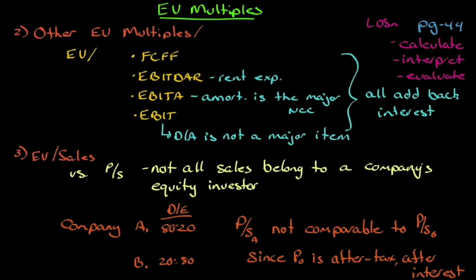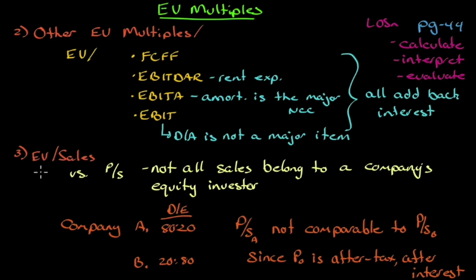Okay, let's look at some other enterprise value multiples. We can have enterprise value to free cash flow to the firm, EV to EBITDA, and the R is just adding back rent expense. And this is to compare companies that own their own properties with those that rent their properties. So if you add back the rent expense, they become comparable. EBITDA, this is where amortization is the major non-cash charge as opposed to depreciation. And then EBIT for companies where depreciation or amortization is simply just not a major item. You'll notice that all of them, though, add back interest.